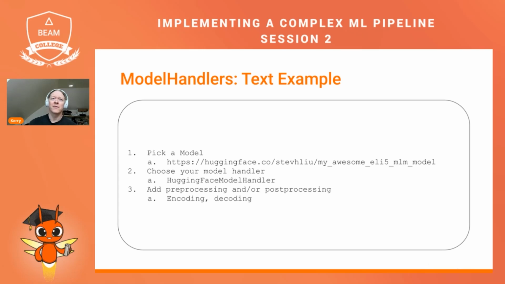So for this, we've chosen a model. We've chosen this My Awesome EL5 MLM model, mostly for ease of use and because it's small. Now that we've chosen our model, we found it on Hugging Face, and it's supported as a Hugging Face auto model with pre-trained weights. So that suggests that we should use the Hugging Face model handler to deploy this model in production most easily.